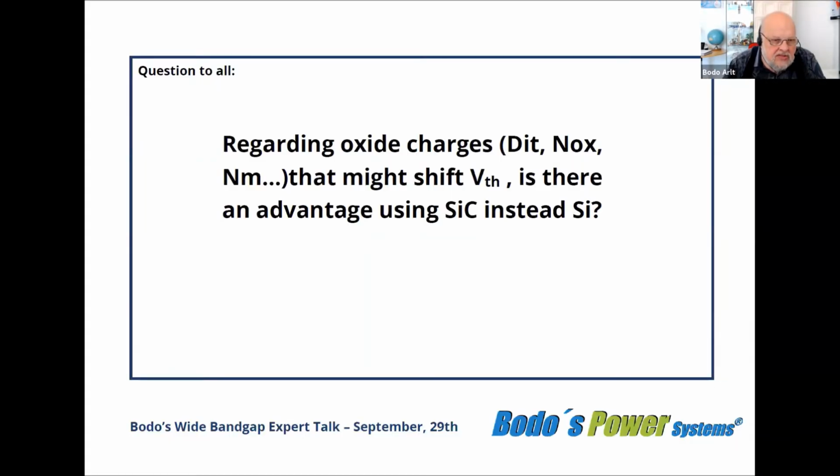Okay, Peter. So we can jump to the next question regarding oxide charges, DIT, NOx, and M that might shift V threshold. Is there an advantage using SiC instead silicon? There's nobody else who would like to answer this one. I can try once more. You are definitely the expert. I may say a few words, and you can complete and add, Peter.